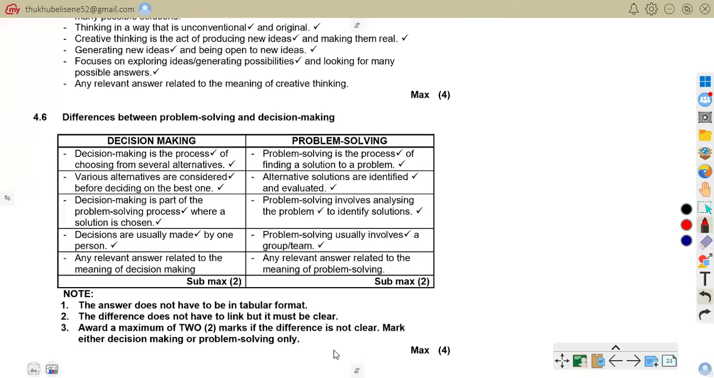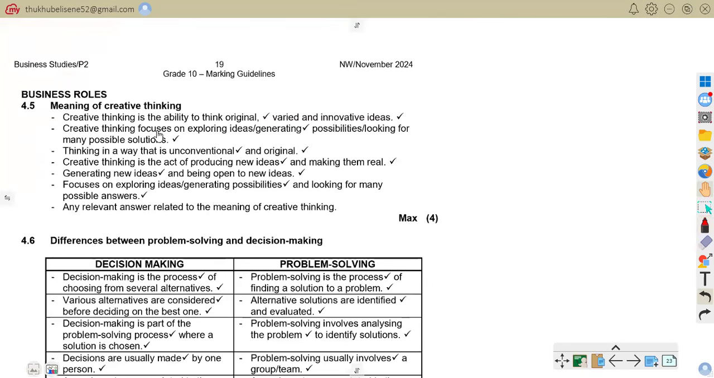So here we are on 4.5. Meaning of creative thinking. Creative thinking is the ability to think of original, varied, as well as innovative ideas. So when we are coming up with those innovative ideas, that is what we mean. Creative thinking focuses on exploring ideas, generating possibilities, or looking for many possible solutions. Thinking in a way that is unconventional and original.